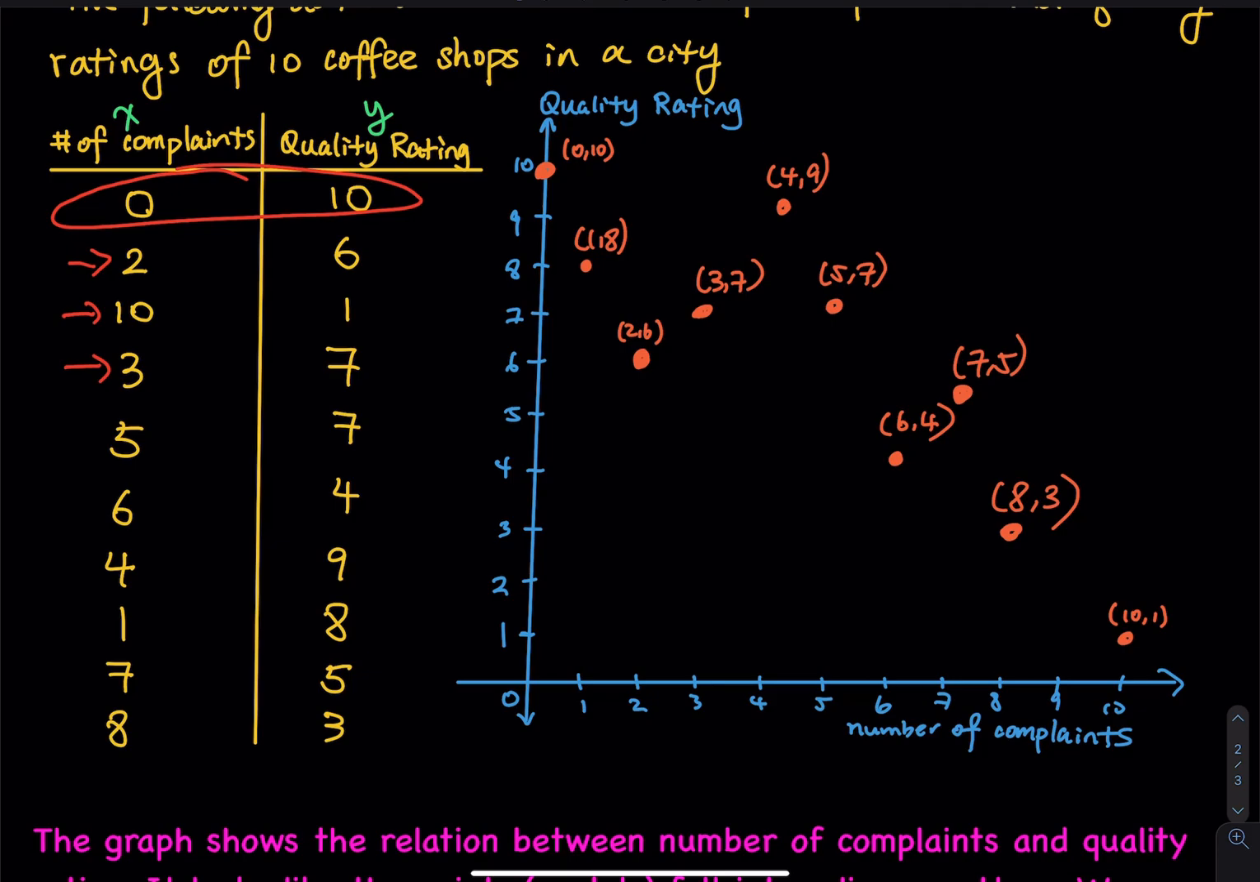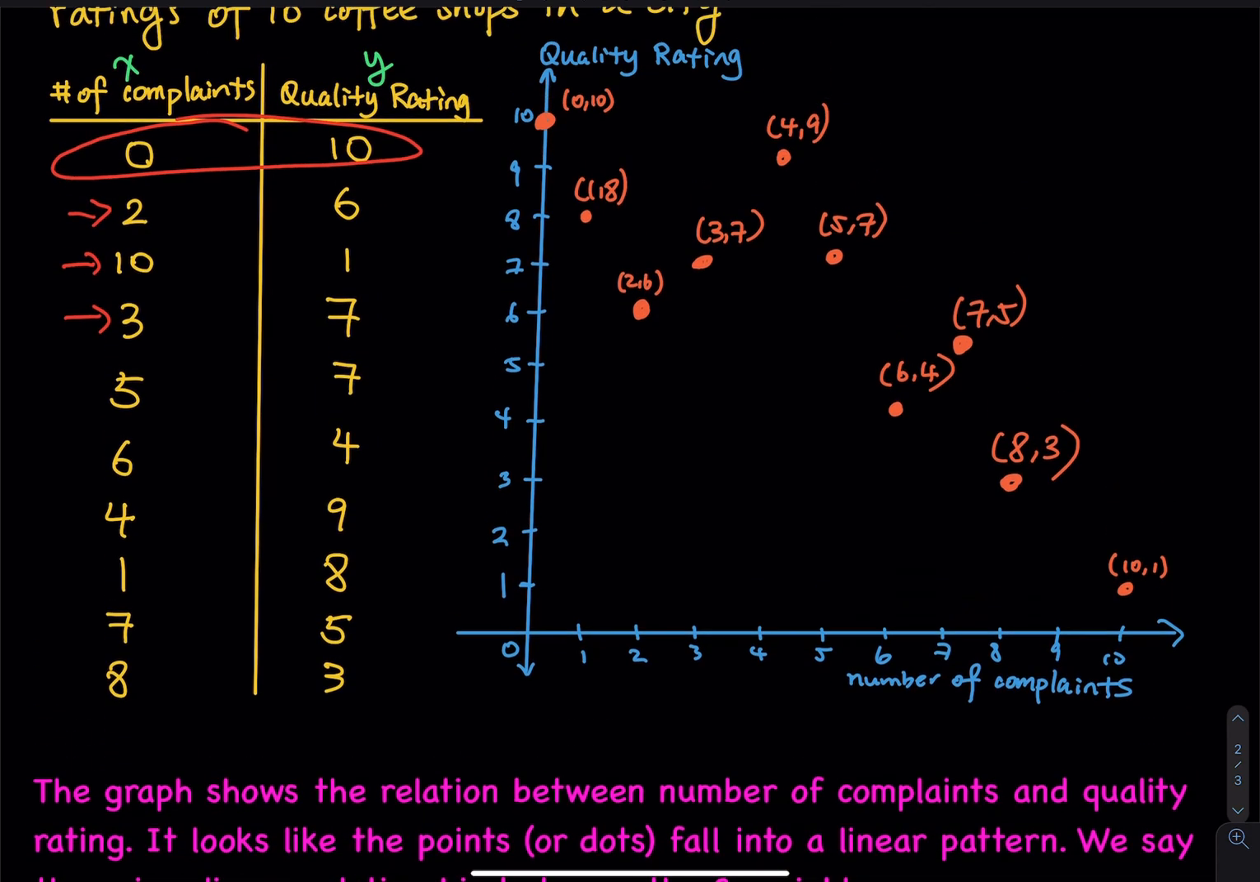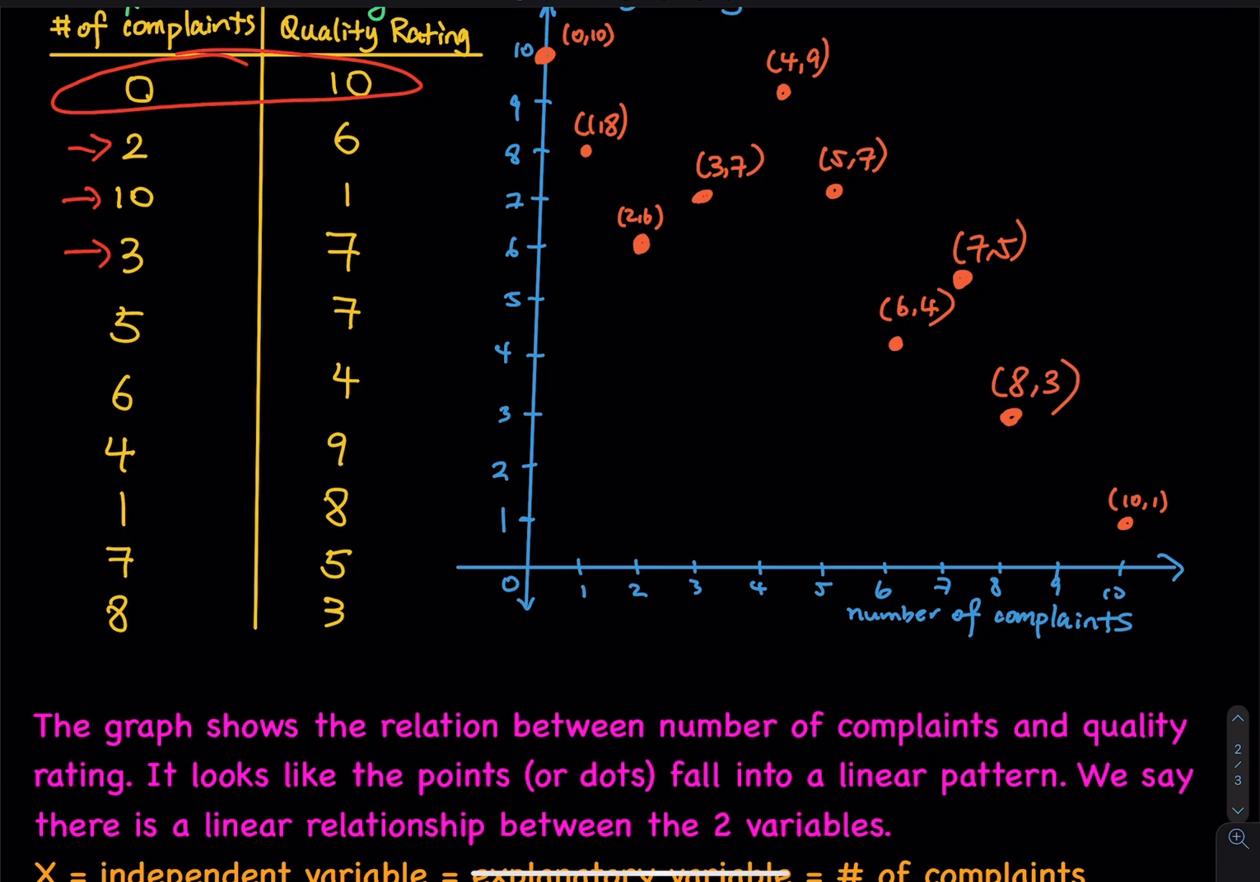Okay, so what is the benefit of constructing this graph? The benefit of constructing this graph is we can see the relation between these 2 variables, complaint and quality rating. And then I mentioned that it looks like the points fall into a linear relationship, right? So linear relationship means this pattern looks like a straight line to me. A straight line looks like this. That looks like a straight line to me. So that's why I say there is a linear relationship between number of complaints and quality.